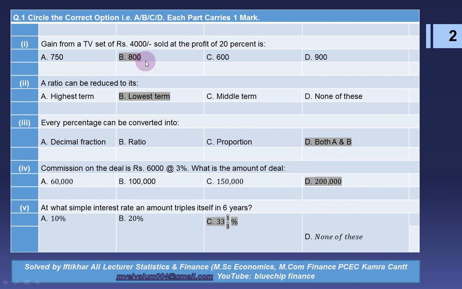800, 20% of 4,800. A ratio can be reduced to its lowest or simplest form. Correct option is B. Every percentage can be converted into decimal, fraction, ratio, proportion: both A and B. A and B is the correct option.